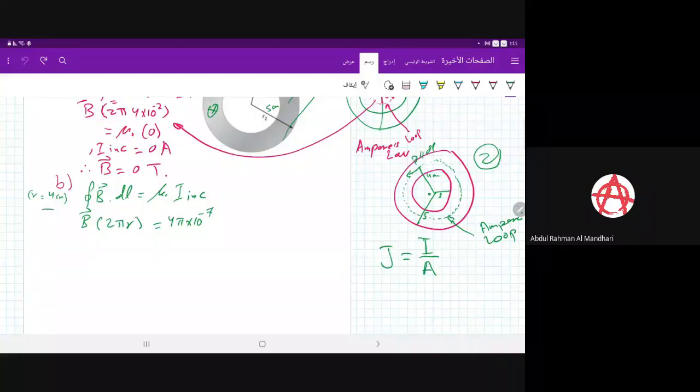Because this is uniformly distributed, that means I am not looking for the total current. I am looking for the current within this loop here, the Amperian loop that I drew here. The Amperian loop lies on only a specific part of the conductor. It is not the whole conductor. So how can we understand this relation?